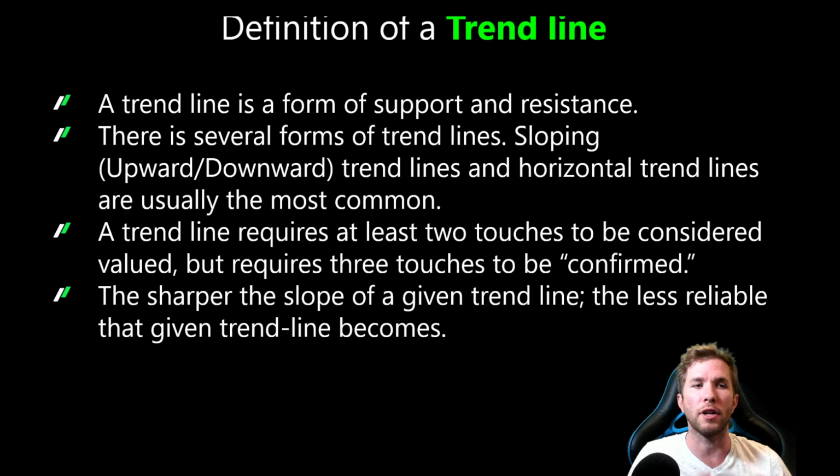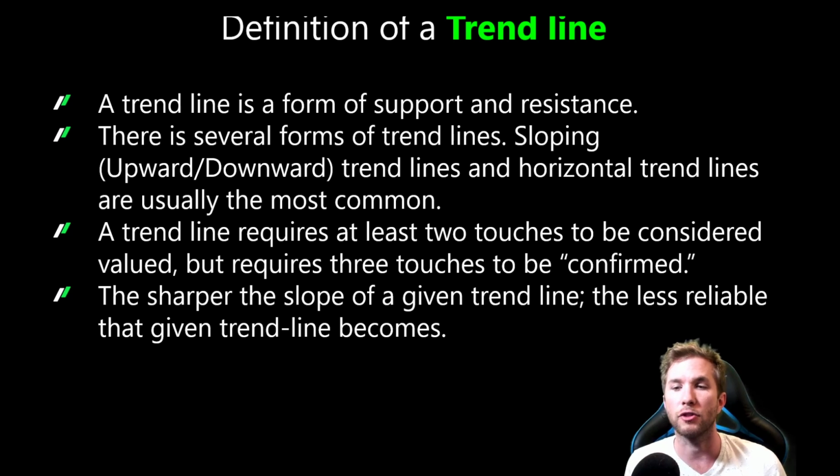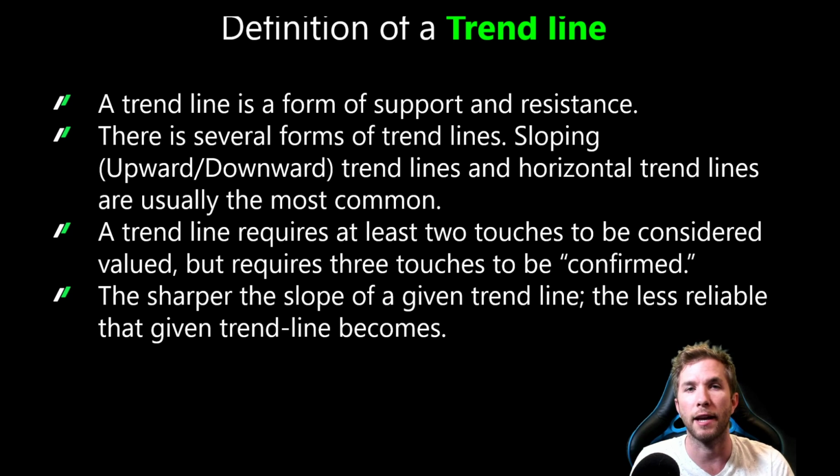So let's talk about a trend line in and of itself. A trend line is a form of support and resistance, except in this case, it's more of a sloping line rather than just horizontal. So sloping trend lines and horizontal trend lines are usually the most common. Horizontal lines are usually known as support or resistance. A trend line requires at least 2 touches to be considered valid, but requires 3 touches to be a confirmed trend line. The sharper the slope of a given trend line, the less reliable that given trend line becomes.